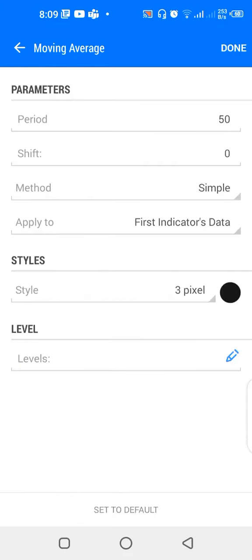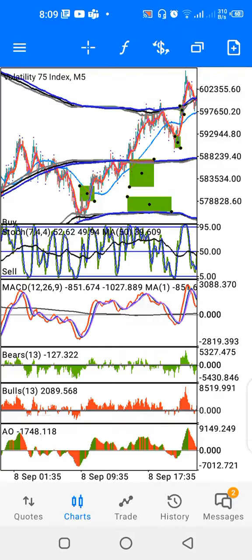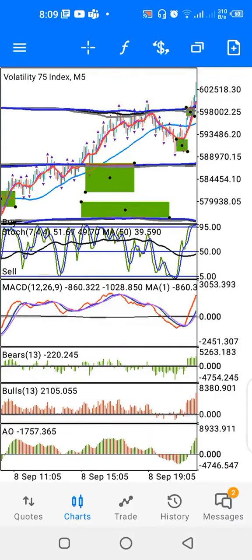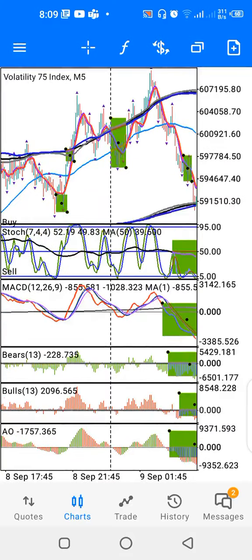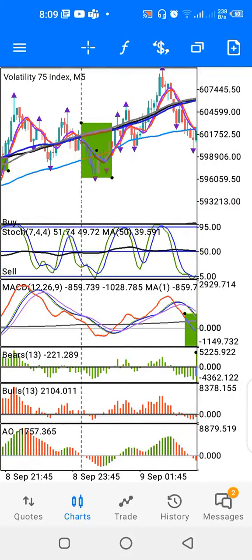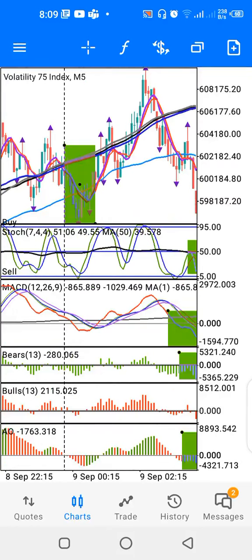And then I have a moving average. Period is 50. Shift is 0. Method is simple. Apply to first indicator data. Color is black. So how can you use the indicators on indicator window one to make your trades?